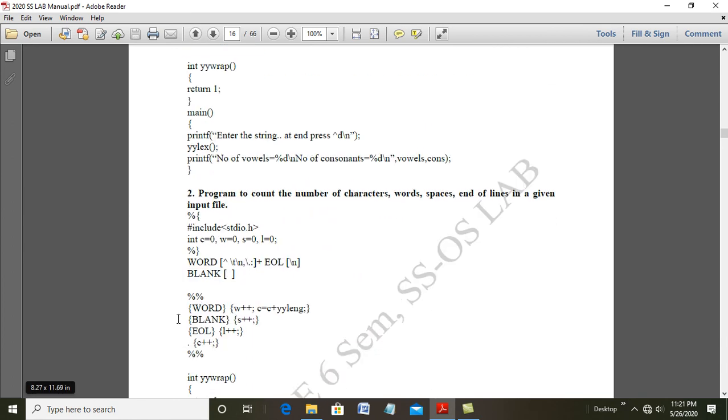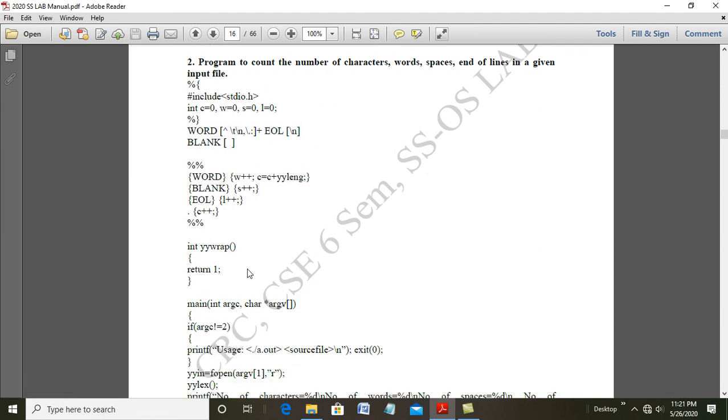And next, another program: the user has to write a program to count the number of characters, words, spaces and end of lines in a given input file, right? In this question we are not writing the syntax completely with the help of both lex and yacc syntax. We are just writing the lex program, but the user has to take the input not from user input. The user has to take it from file input. Very important. Firstly the user has to create one file.